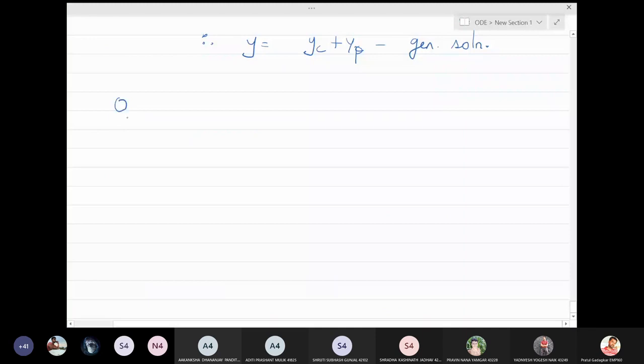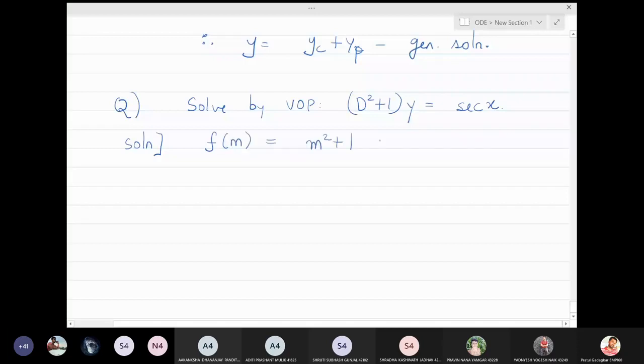Solve by variation of parameters: d square y by dx square plus y equal to sec x. So the solution: fm is equal to m square plus 1 equal to 0. This is the auxiliary equation. So m is equal to plus minus i, complex roots 0 plus minus i. So the complementary function will be c1 cos x plus c2 sin x.